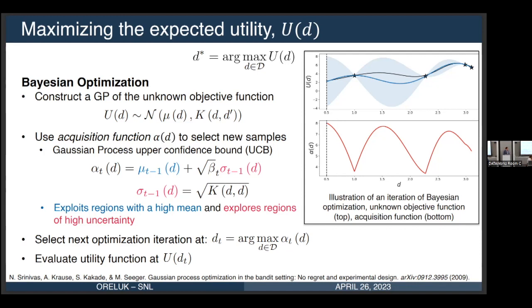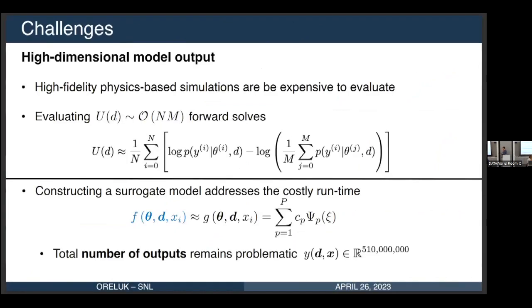And so where does the acquisition function become large? Well, it becomes large if the mean value is large. That means we know that the value of our function is quite high there because the mean of our Gaussian process is high. Or it's going to be large if the standard deviation is high. And that's regions of the design space where we have a lot of uncertainty about what the function looks like there. And so you get this trade-off of exploitation versus exploration when you're doing the optimization procedure. Okay, so job's done, right? Well, no, because when we deal with high fidelity physics-based simulations, they're very costly to evaluate.